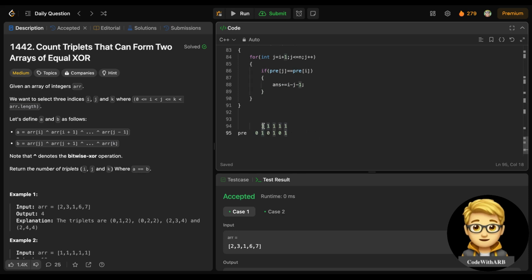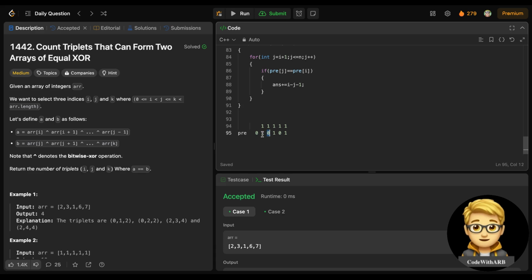So what does it mean between this number and this number? If both are equal, it means between these two elements, if we take XOR values from 1 to 0 and 0 to 1, that would become equal, right? So if you take i minus j minus 1, what does it become? 2 minus 0 is 2, minus 1, which is equal to 1. So we will store only the total number of numbers between both of the indices that are equal.